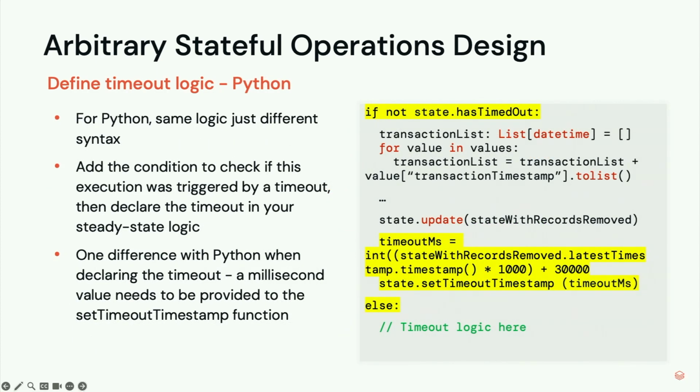Now, how is this different in Python? Not very at all. It's the same logic, just different syntax. Again, you're going to have your conditional, and again, you're going to specify that timeout. There is one difference here, where a millisecond value does need to be provided to the set timeout timestamp function in Python. So that's why you see me calculating a millisecond value there.